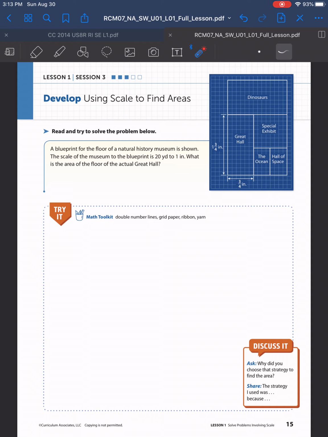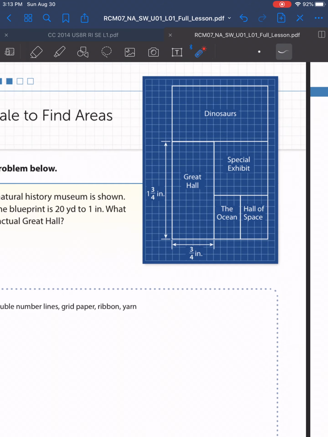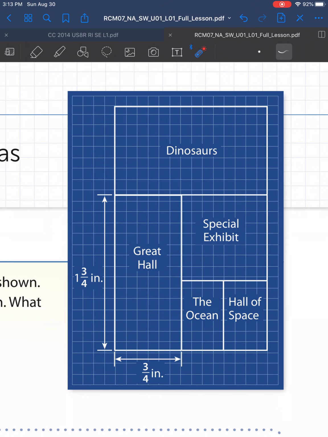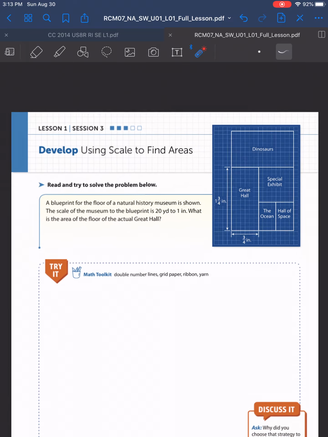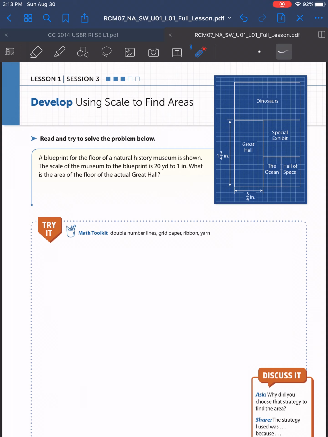Okay. So today we're going to use area and scale factors to find real actual area versus blueprint area. So if you can see right here, we've got a blueprint. And this is kind of similar to what we did in class, where we made a blueprint of the classroom and got to make our dream classroom. So what we're going to do is use this blueprint to find the area of this natural history museum in real life.